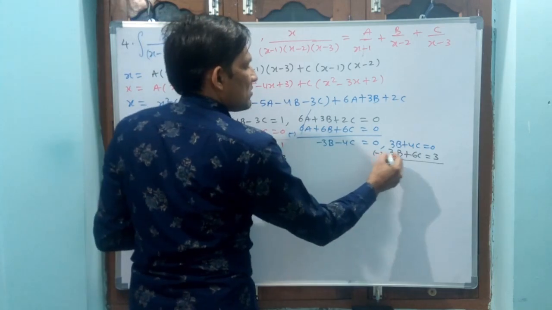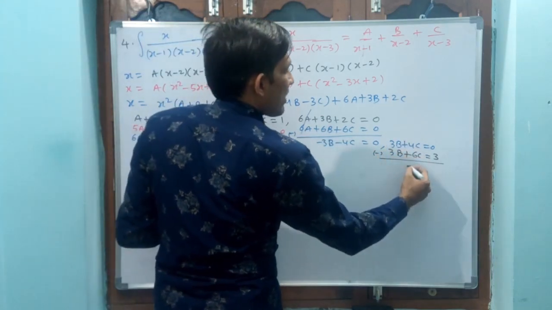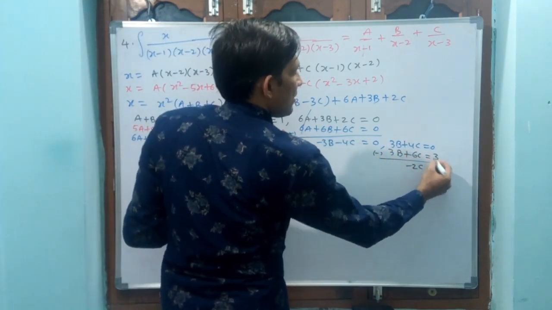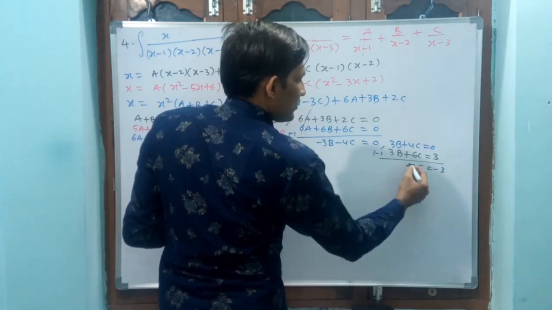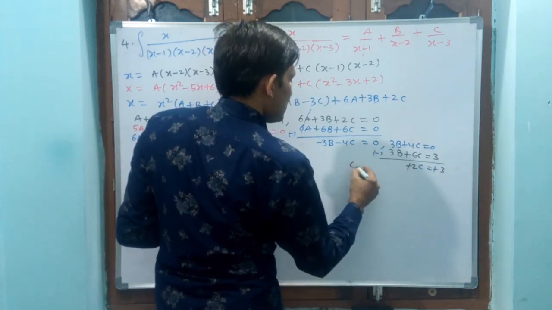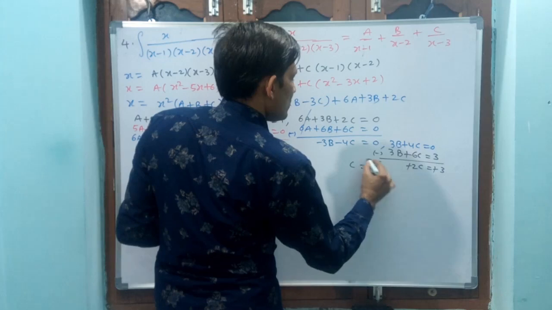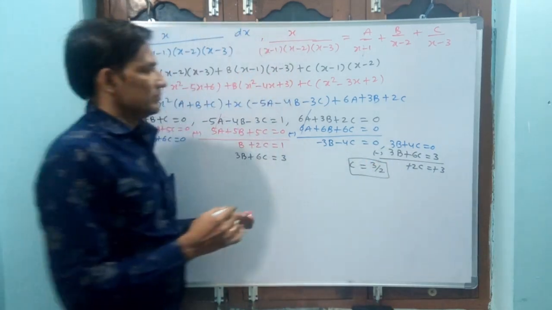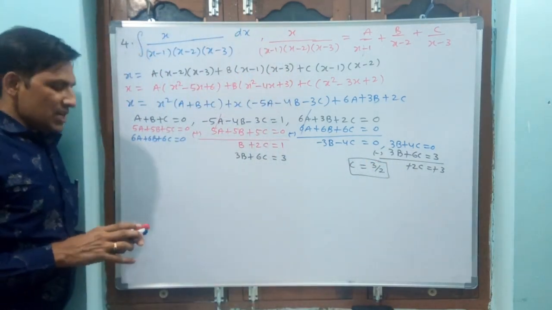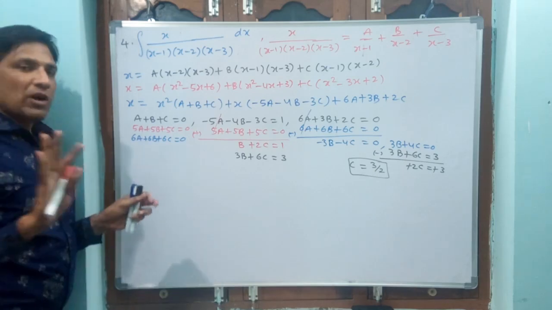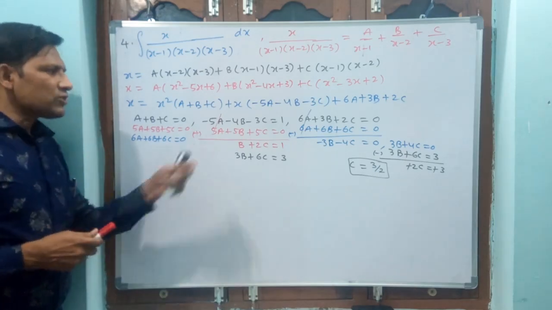You subtract now. 3b is going to get cancelled. 4 minus 6 is minus 2c, minus 3. Or else you can put this as 2c is equal to 3, so c is equal to 3 by 2. c you have got as 3 by 2. And b also you can get.